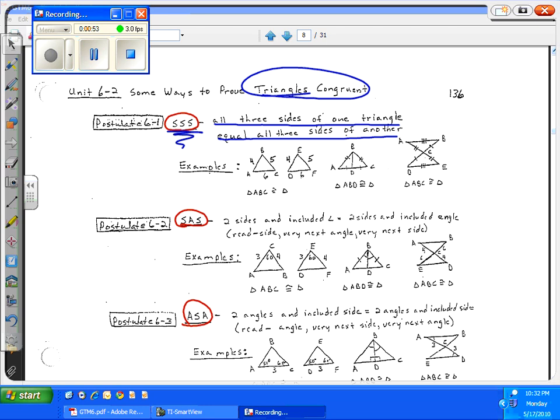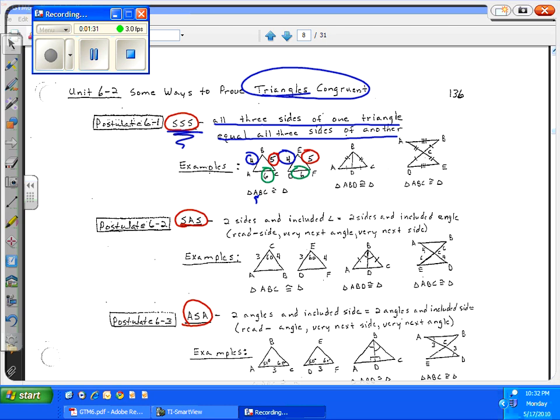Now let's look at these examples because we've got to do a little brain training, as I call it in Algebra 1. We've got one pair of equal sides, two pairs of equal sides, three pairs of equal sides. All three sides of the one triangle are equal to all three sides of the other, so the triangles are congruent by side, side, side. But notice we are supposed to name the congruency.